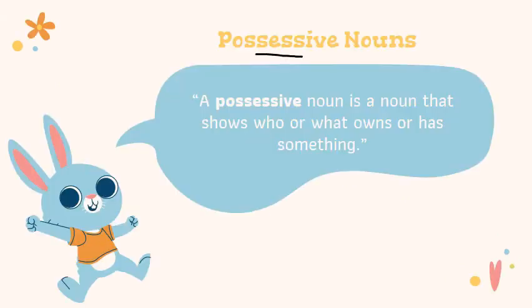What is a possessive noun? A possessive noun is a noun that shows who or what owns or has something. So first, it is a noun, and we said that a noun names a person, a place, or a thing. For example, this rabbit here is a noun. The flower is a noun. The egg is a noun.